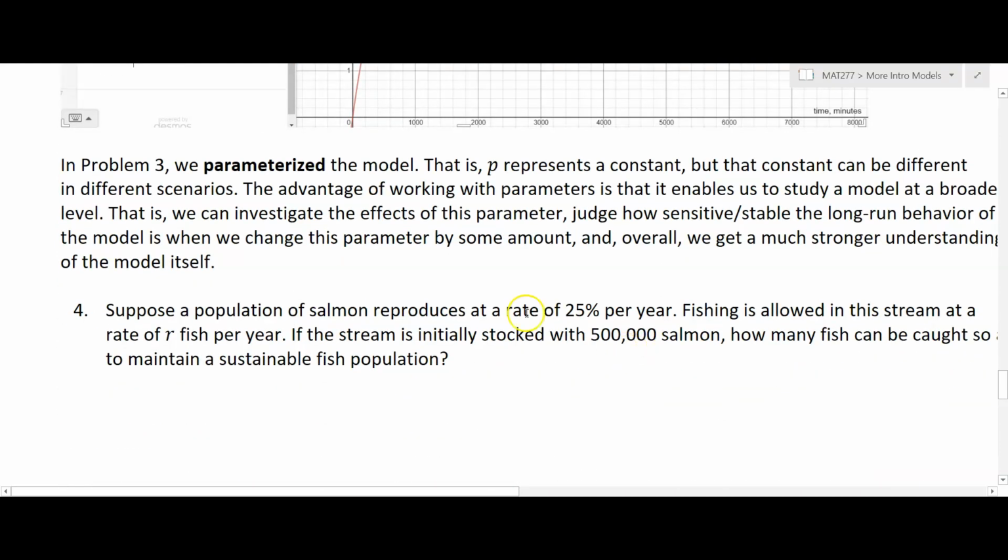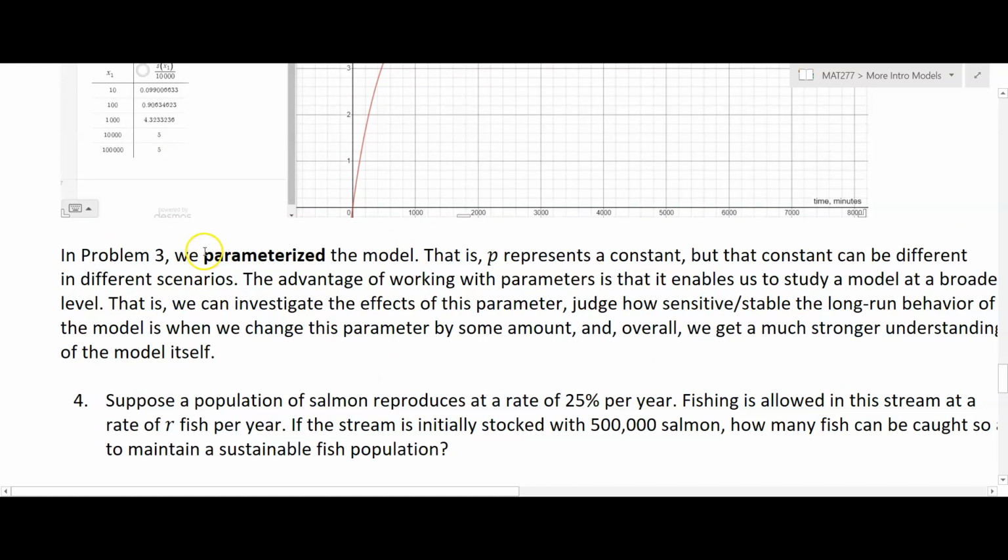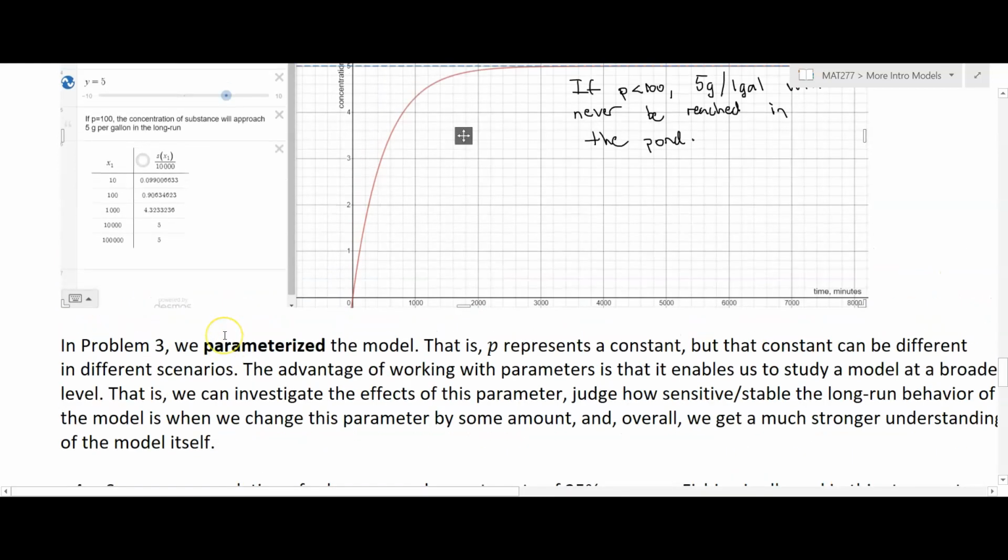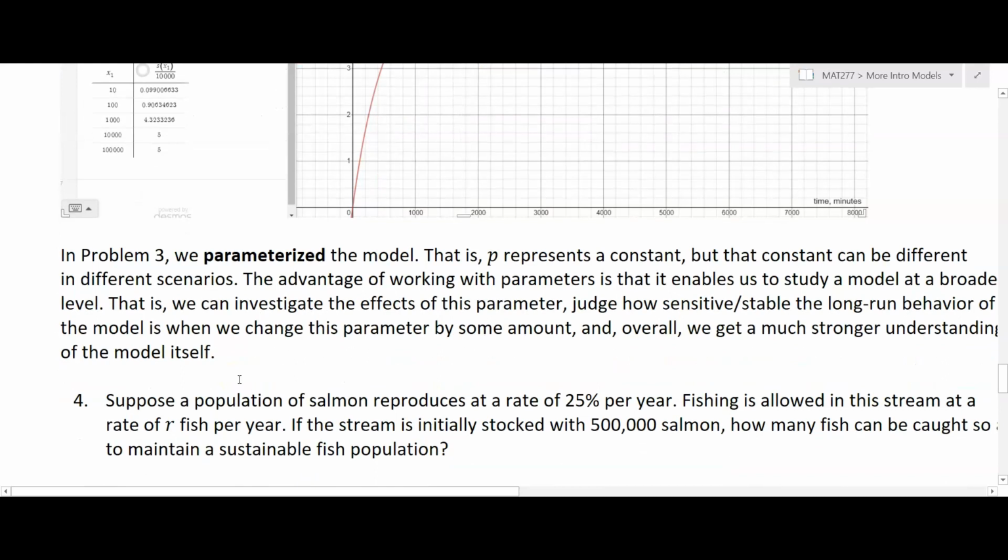What we've done here is we've parameterized our model. A parameter is just a value. It's a value that represents a constant, but that constant can be different in different scenarios. So in one pond, that parameter could be 30, but in another pond, it could be a constant 20. The advantage of working with parameters is that it enables us to study a model at a broader level. We can investigate the effects of this parameter, basically see how this value affects the long-run behavior of our model.